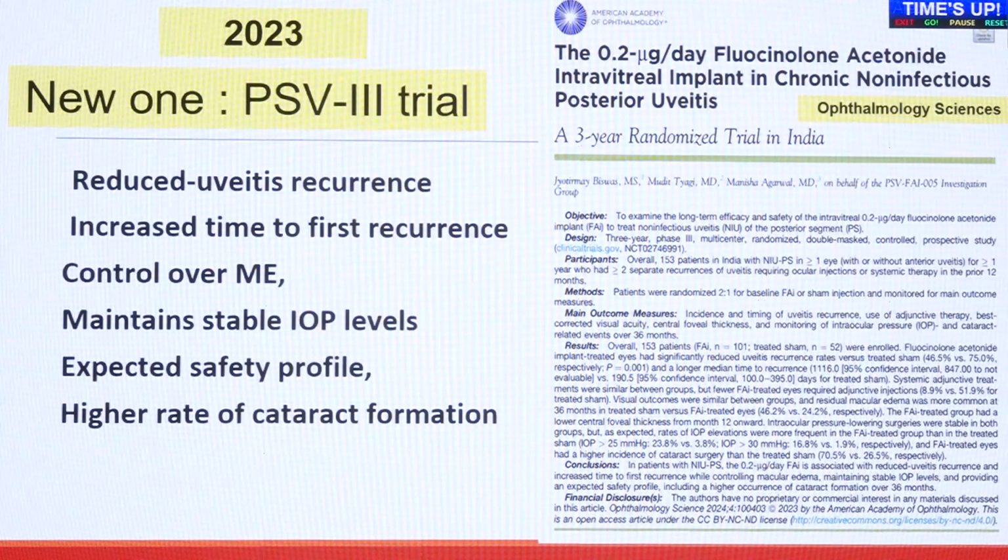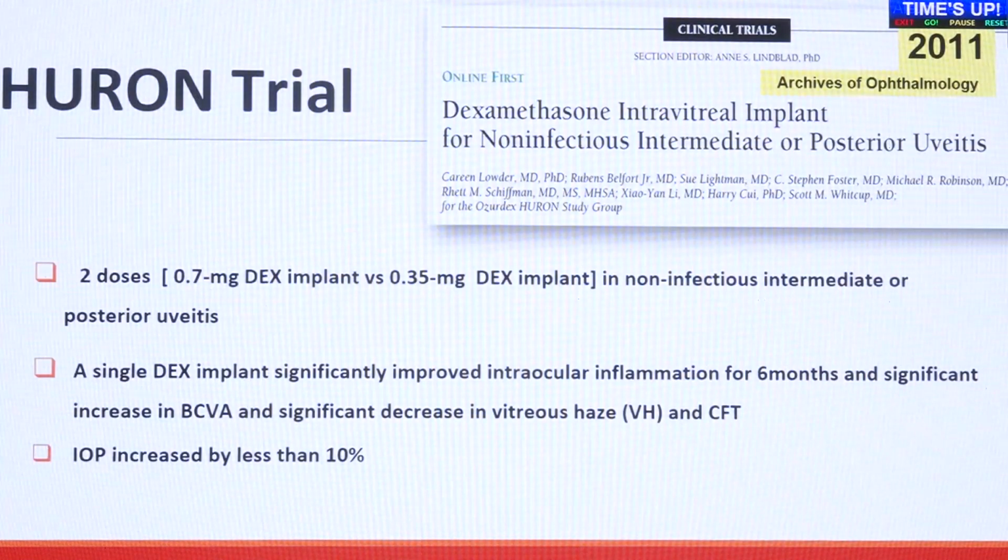It reduced uveitis recurrence and increased the time to first recurrence. Uveitis is basically a recurrent disease, but the time gap is increased significantly. It gave control over macular edema, maintained stable IOP levels, and had an expected safety profile; high rate of cataract formation is the only significant complication. The HURON trial is a significant milestone in the usage of intraocular injections in uveitis treatment.